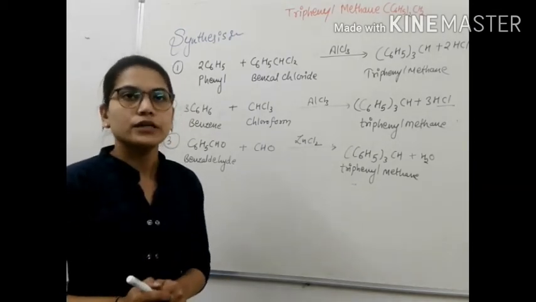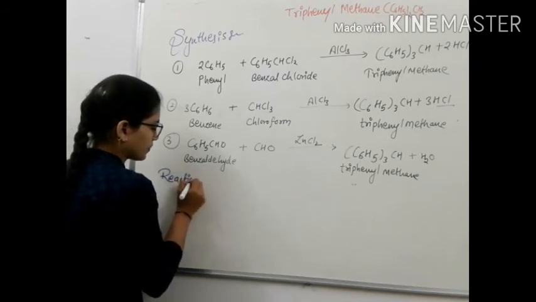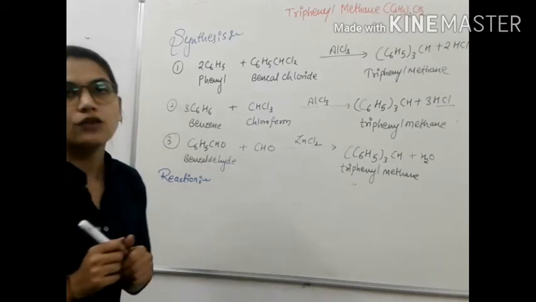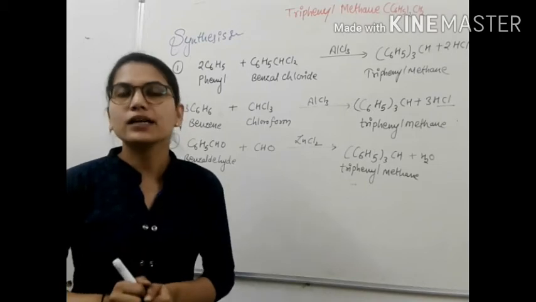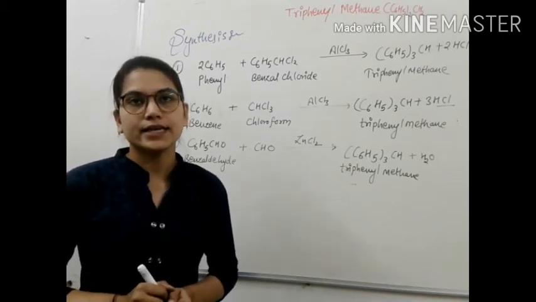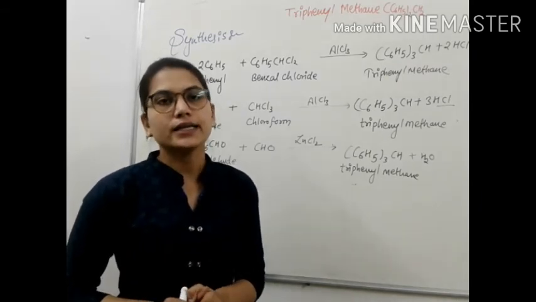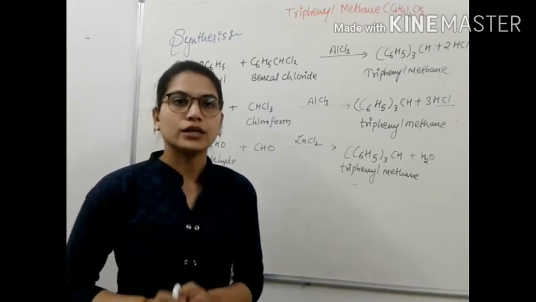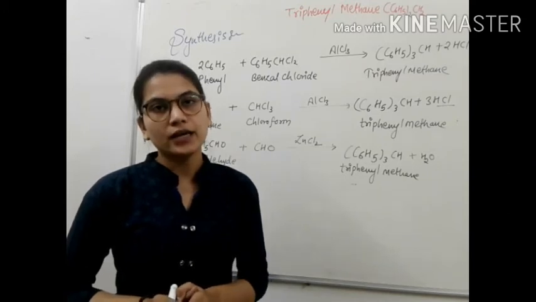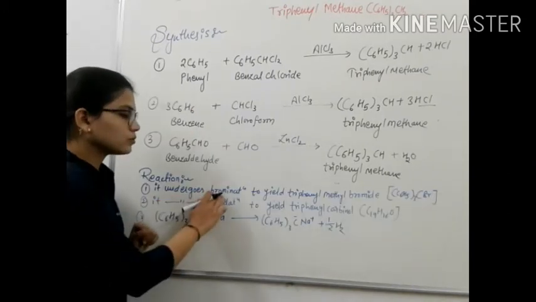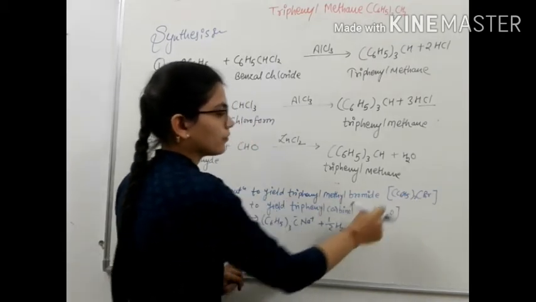Now discuss the reactions. Next point is reactions of triphenyl methane. Triphenyl methane has a melting point of 93 degrees Celsius and is the parent substance of triphenyl methane dyes. It undergoes the following reactions. First, it undergoes bromination to yield triphenyl methyl bromide. The formula is triphenyl bromide.